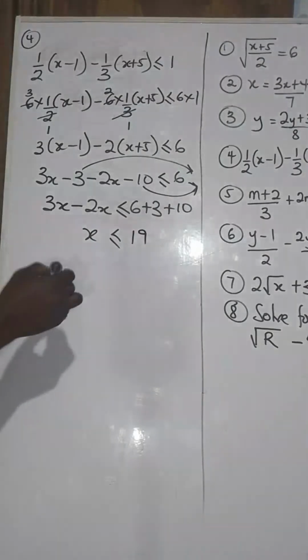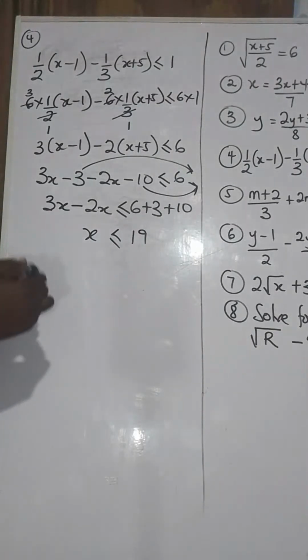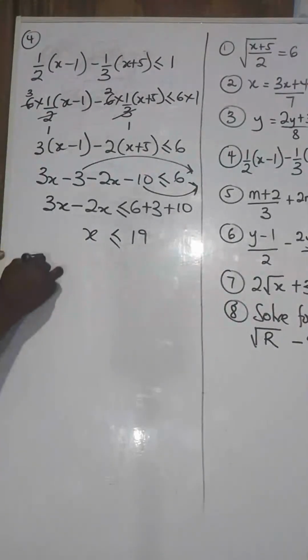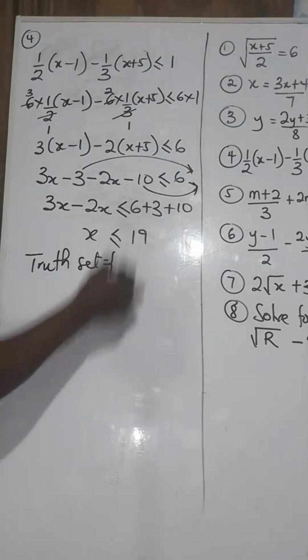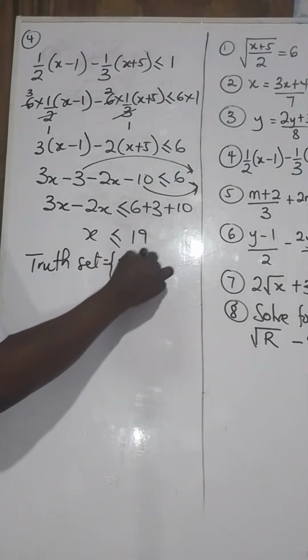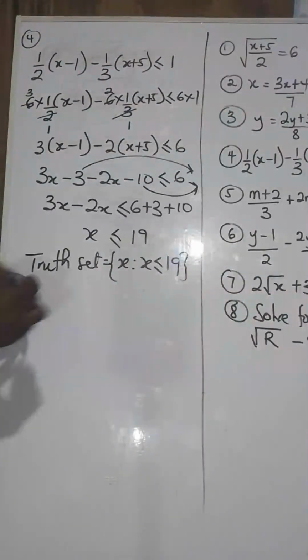19. So some of the questions will tell you to find the truth set. If you have your truth set, just write it like this: x is less than or equal to 19.